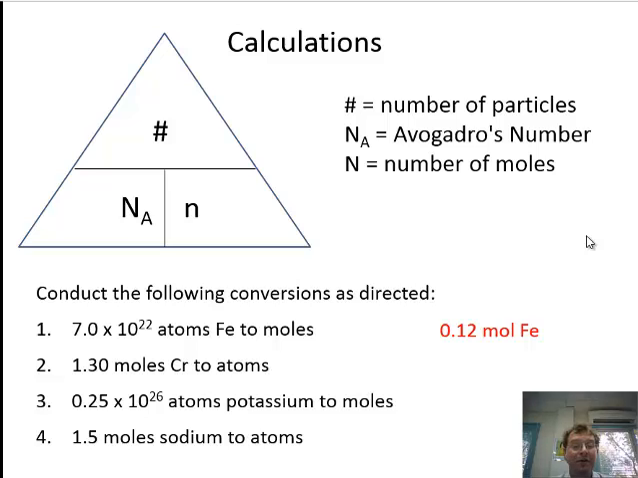0.12 moles of iron, 7.83 times 10 to the 23 atoms there, 4.2 times 10 moles, and finally we have 9.0 times 10 to the 23 atoms of sodium. So that's how we can do some calculations, and that's quite useful.